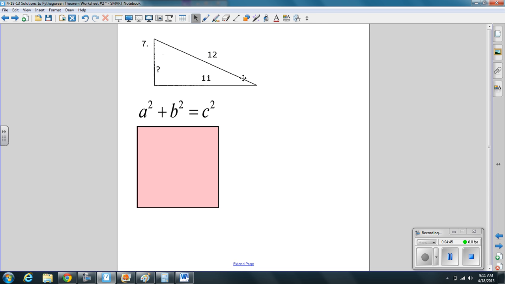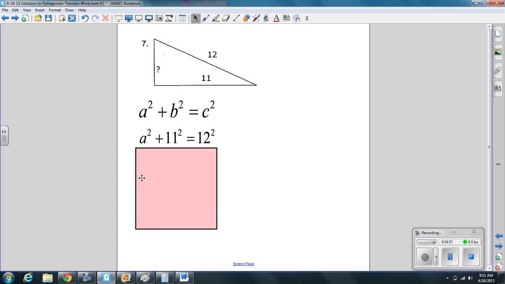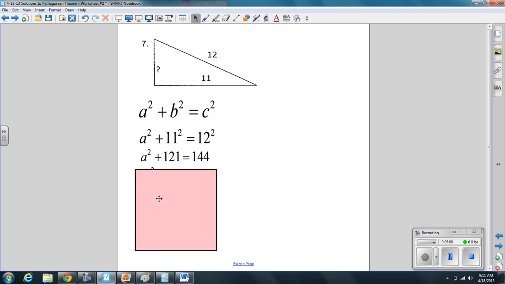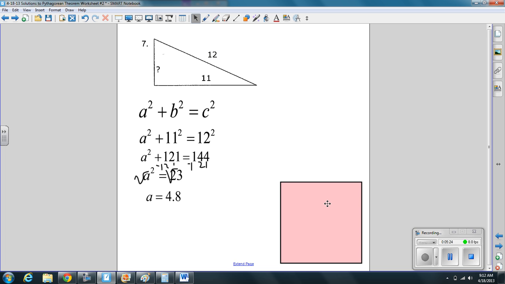Number 7, we have a leg, we have a hypotenuse, and the missing side is the leg. So a squared plus 11 squared is 12 squared. A squared plus 121 equals 144. Subtract 121 from both sides. All right. And what we're left with is a squared equals 23. Always round to the nearest tenth unless I tell you otherwise. Take the square root of both sides. So square root here, and your solution is a equals 4.8.